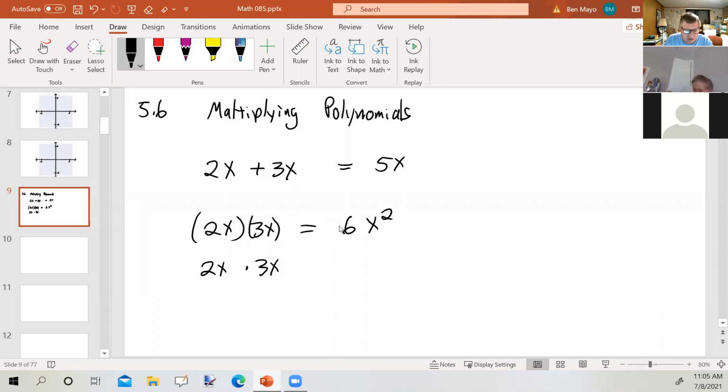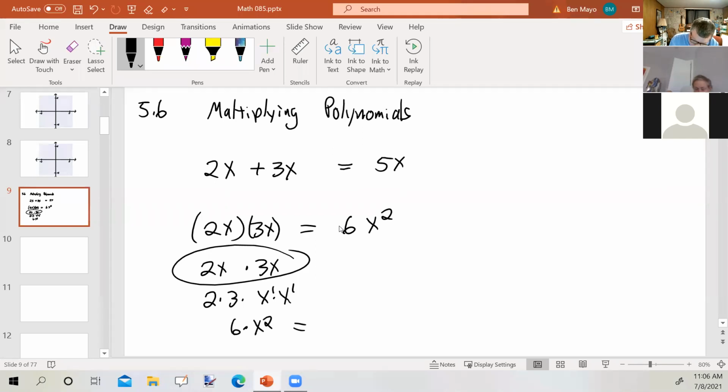Multiplication is commutative. 2 times 3 equals 3 times 2. We can rearrange factors, things that are being multiplied. So we could rearrange this big product as 2 times 3 times x times x. 2 times 3 is 6, and x to the 1 power times x to the 1 power would be x to the 2 power. So we get 6x squared.